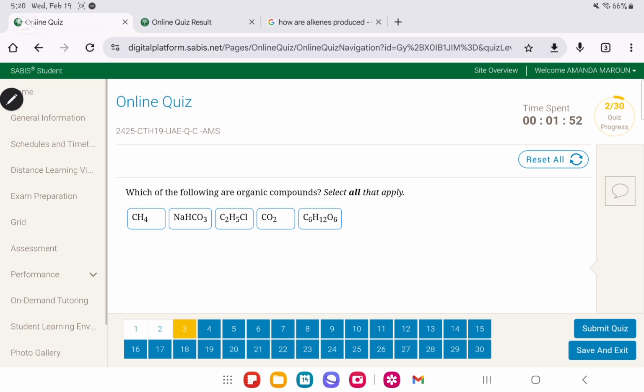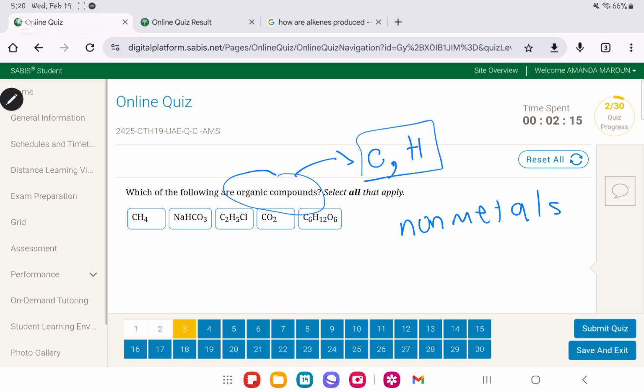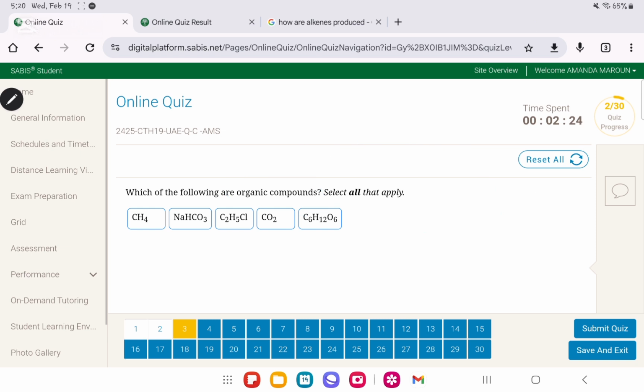They are asking us about organic compounds. What does an organic compound mean? An organic compound, first of all, needs to contain carbon, hydrogen, and any non-metals. Again, organic compounds should always contain carbon and hydrogen. So carbon and hydrogen are the main elements of an organic compound, and they need to contain as well non-metals. So if you see any metal, we're not going to take it.